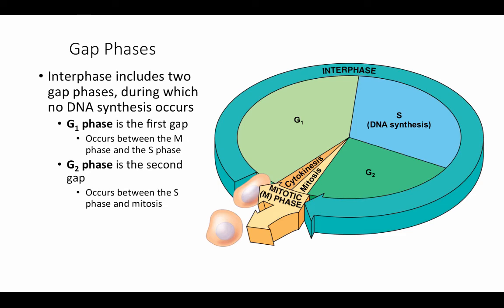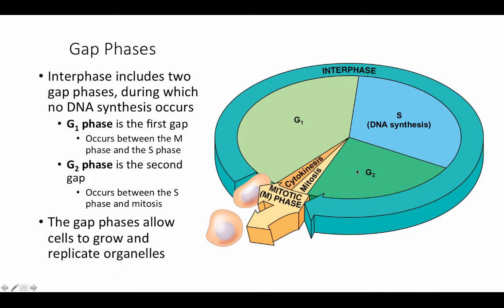So what are these gap phases for? Interphase includes two gap phases during which no DNA synthesis occurs. And here is kind of an illustration of the cell cycle from one mitosis to the next, showing you the proportion of time a typical cell would spend in each of these phases. So G1 is the first gap. It occurs between the mitosis phase and the synthesis phase. And G2 is the second gap occurring between synthesis and mitosis.